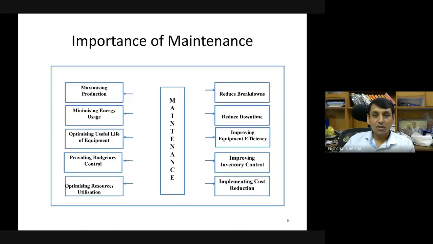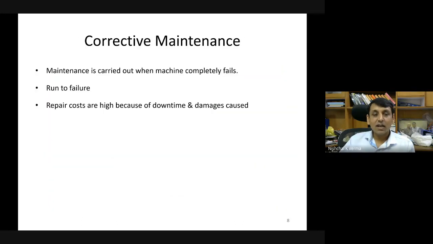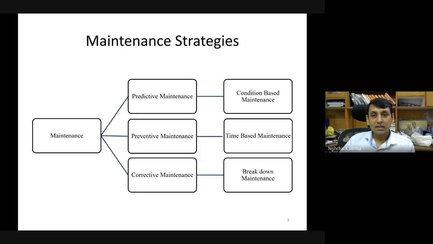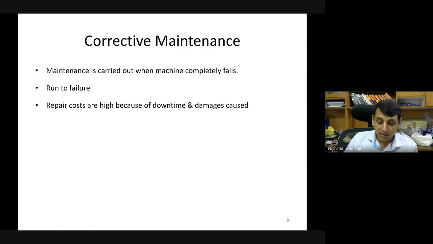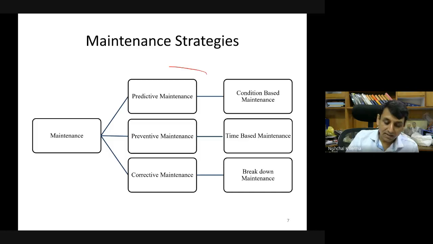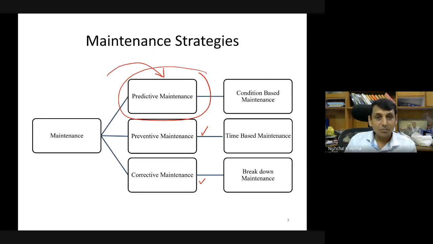So this is what we just saw, and you see here that there is another type of maintenance that has been added. Initially we saw preventive maintenance and corrective maintenance. Now another kind of maintenance has been added, which is predictive maintenance. This is where the role of AI comes in.